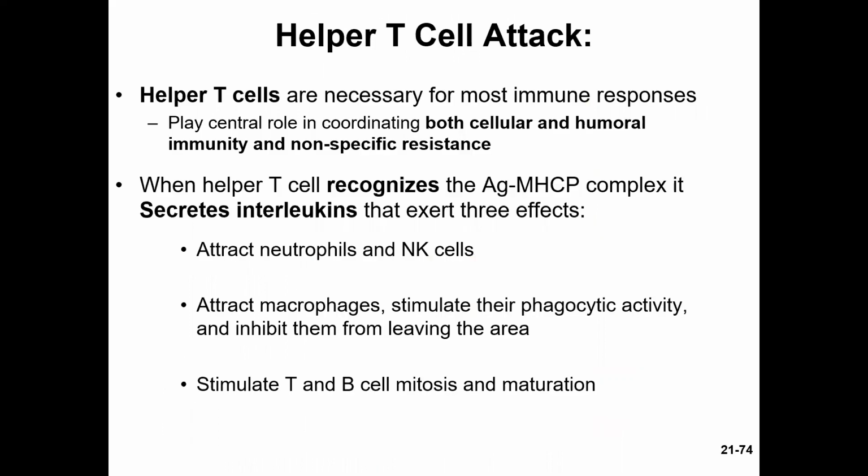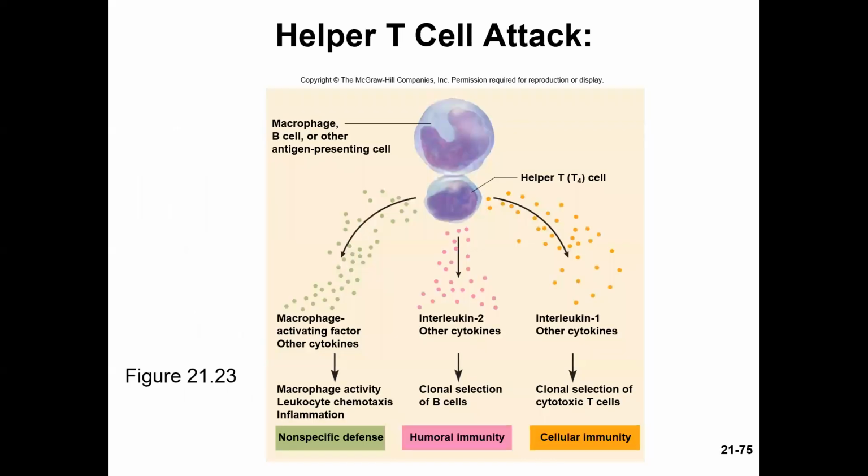So helper T cells are necessary for most immune responses. They play a central role in coordinating both cellular and humoral immunity and nonspecific resistance. When helper T cells recognize the AG-MHCP complex, they secrete interleukins that exert three effects. They attract neutrophils and natural killer cells. They attract macrophages, which stimulates their phagocytic activity and inhibits them from leaving the area, and they stimulate T and B cell mitosis and maturation.